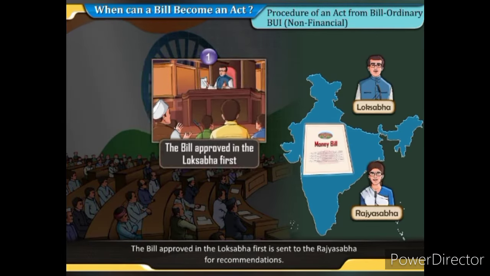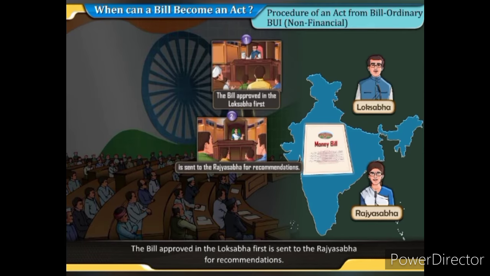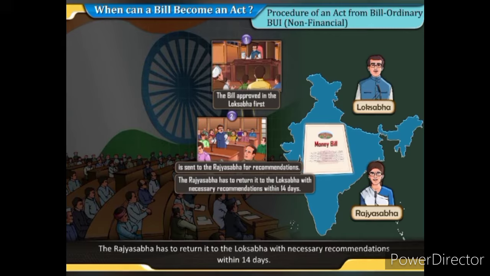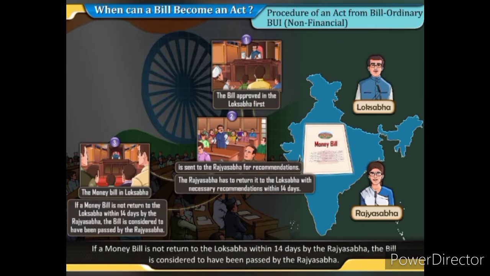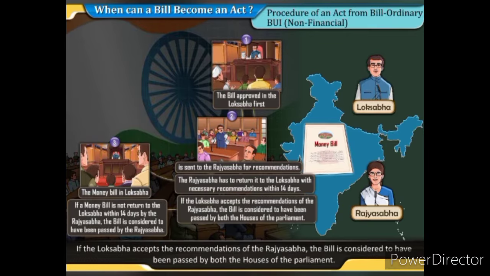The bill approved in the Lok Sabha first is sent to the Rajya Sabha for recommendations. The Rajya Sabha has to return it to the Lok Sabha with necessary recommendations within 14 days. Lok Sabha can either accept or reject the total or partial recommendations of the Rajya Sabha. If a money bill is not returned to the Lok Sabha within 14 days by the Rajya Sabha, the bill is considered to have been passed by the Rajya Sabha. If the Lok Sabha accepts the recommendation of the Rajya Sabha, the bill is considered to have been passed by both the houses of the Parliament.